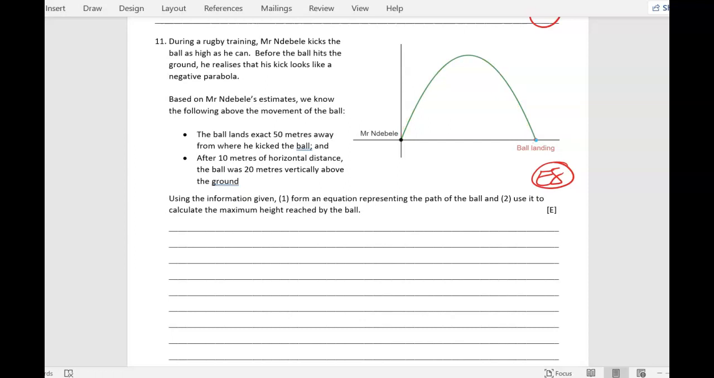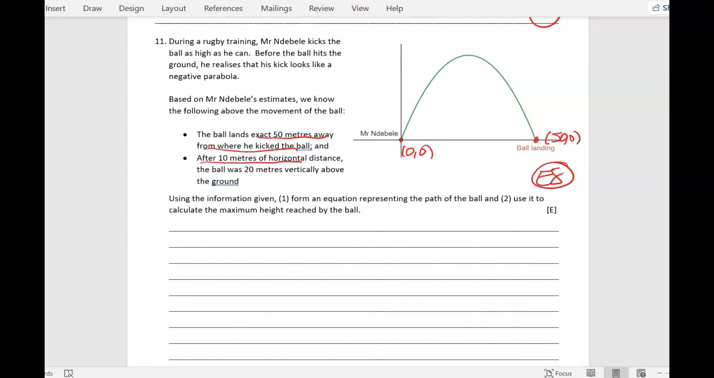Before the ball hits the ground, he realizes the kick looks like a negative parabola. He estimates the following about the movement of the ball. The ball landed exactly 50 meters away from where he kicked it. So if this here is the origin, (0, 0), this here is (50, 0). That was earlier on, talking about coming up with coordinates, so we learned that as well.